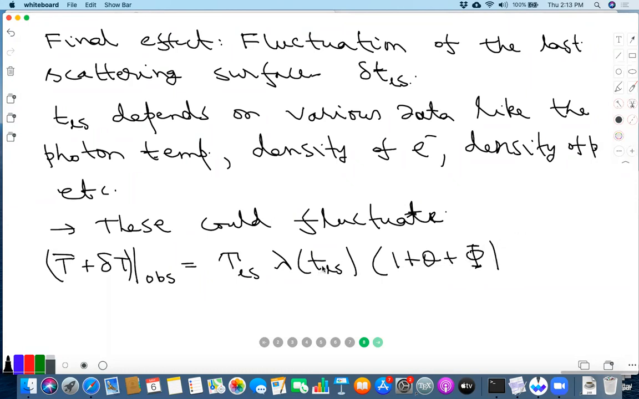Because to first order, only the delta TLS here is going to matter. So the extra contribution to, let's say, 1 plus delta T over T bar observed, we divide by T bar.